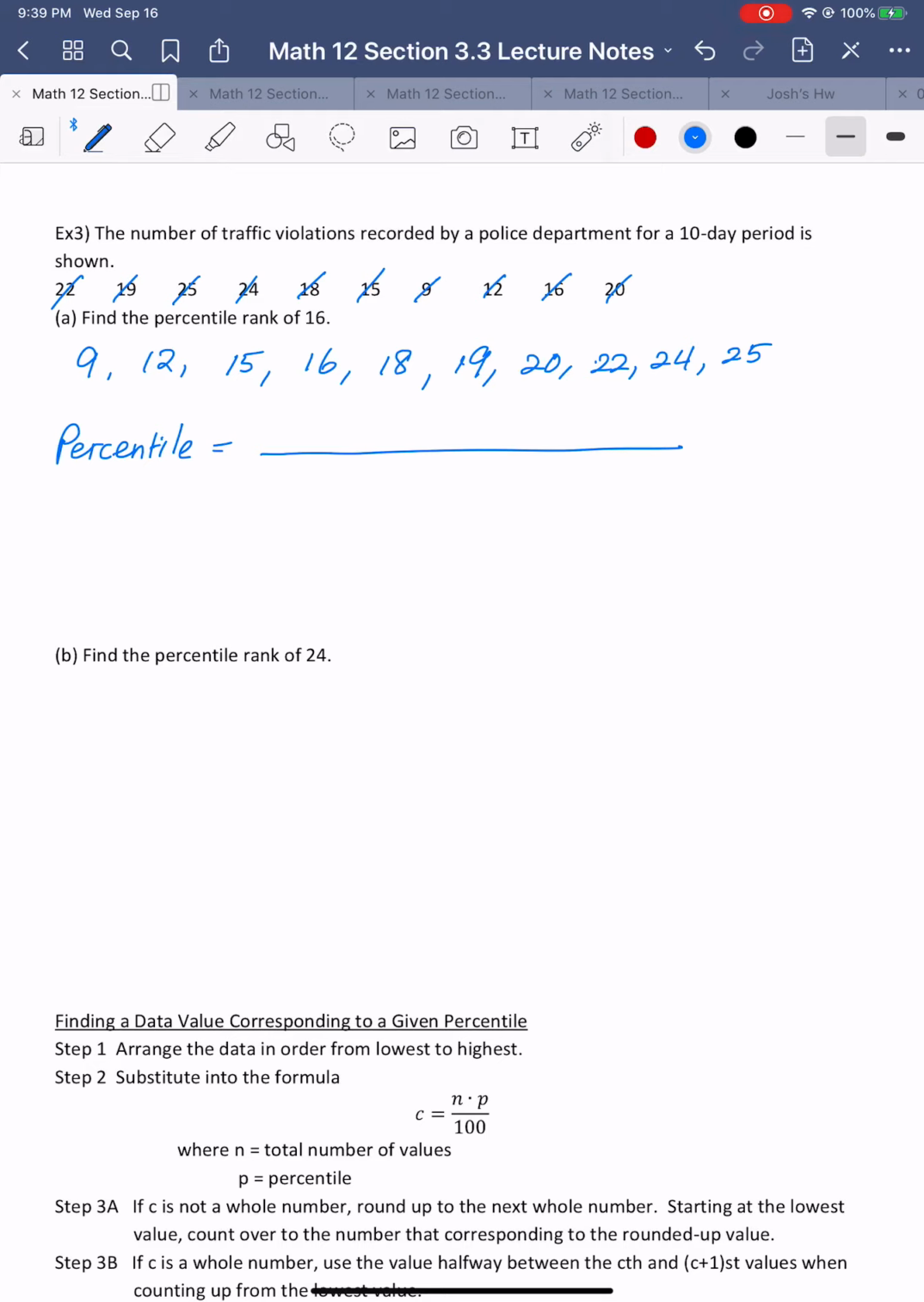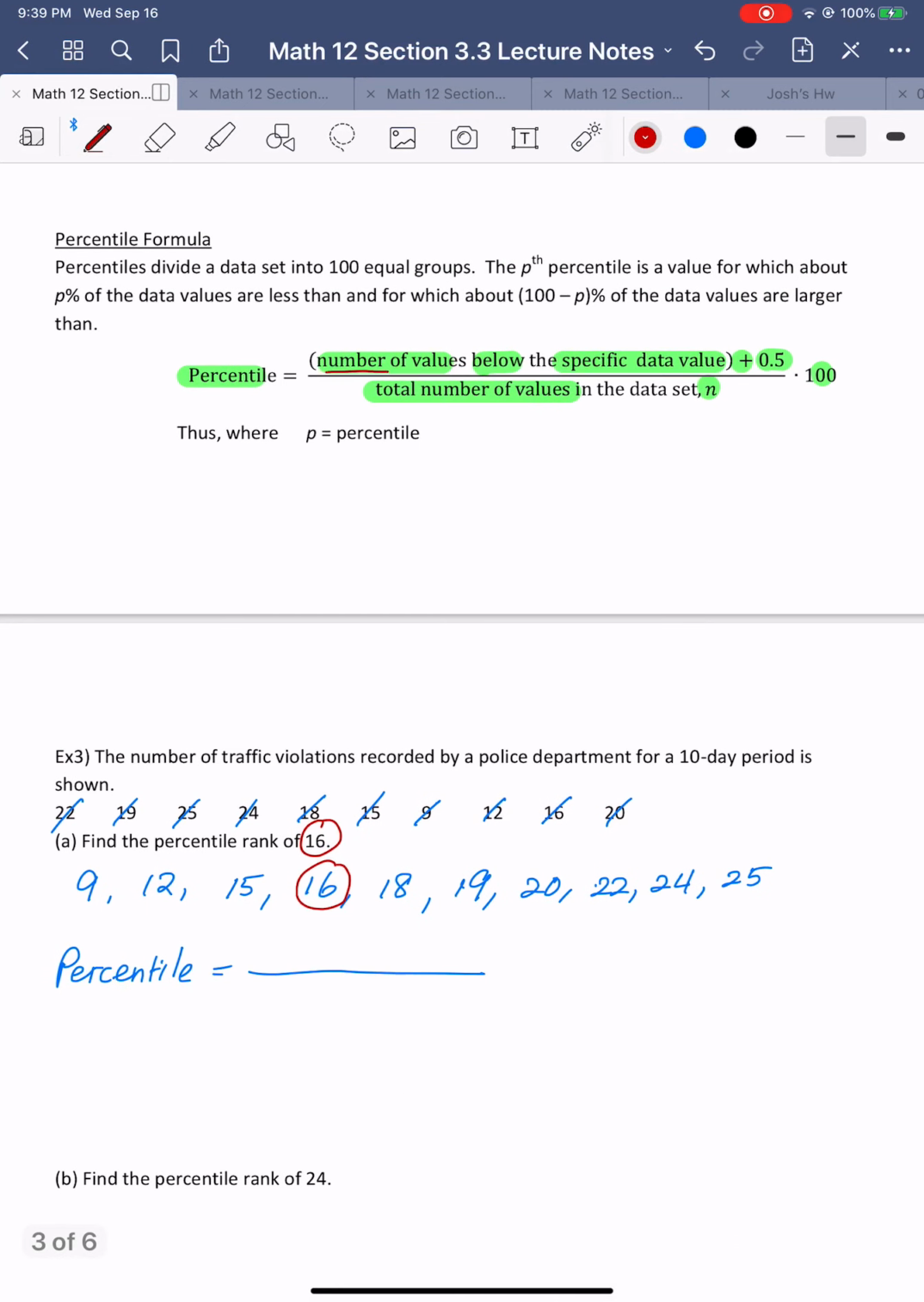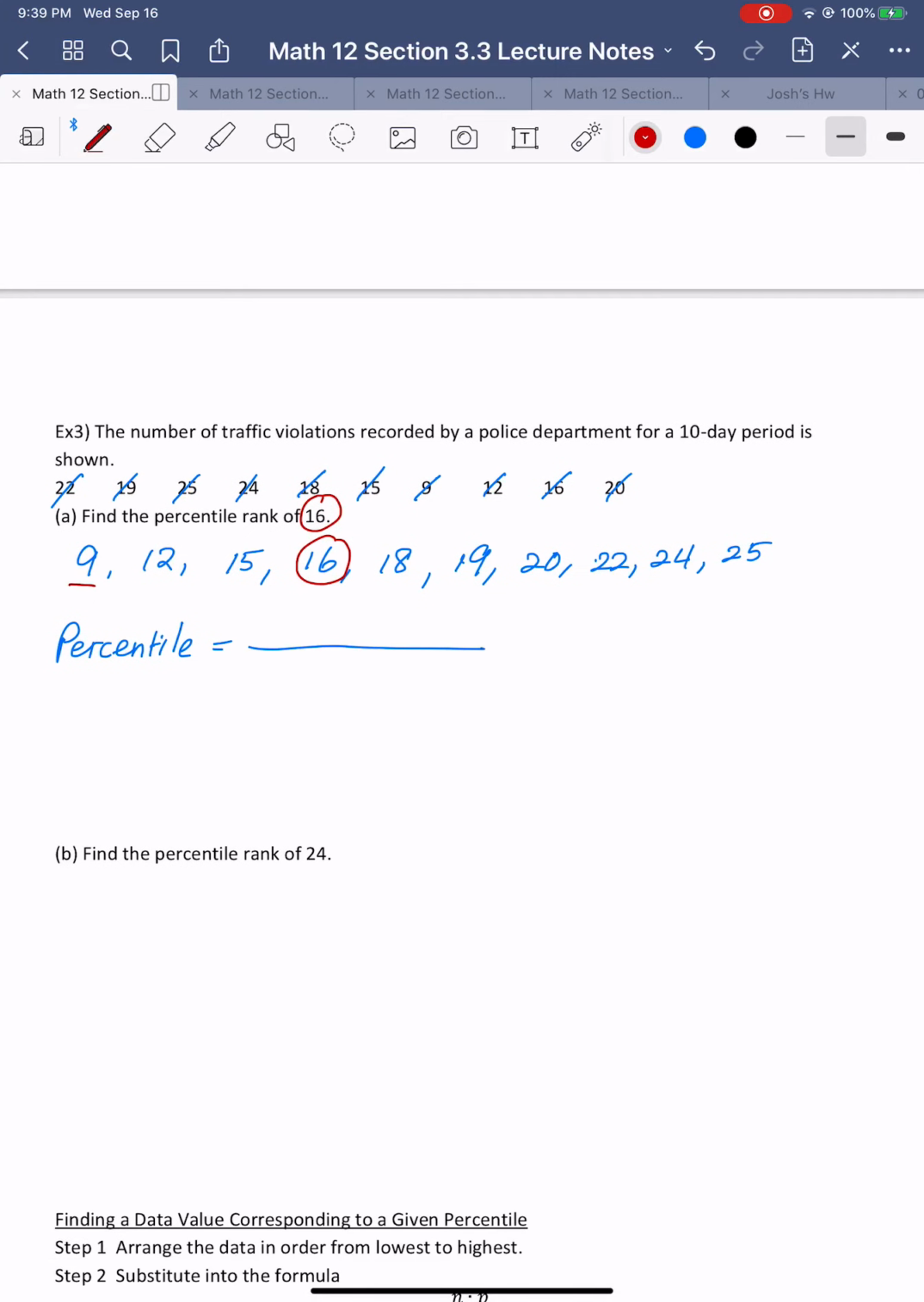All right, so now you need to find the position of the 16, because we are looking for the percentile rank of 16. So 16 is right here. What you need is the number of values below that number. So how many numbers are below the 16? There's 1, 2, 3. So there are 3 numbers, plus 0.5, and then divide by the total number of 10, and then multiply by 100. And then you get the 35th percentile.